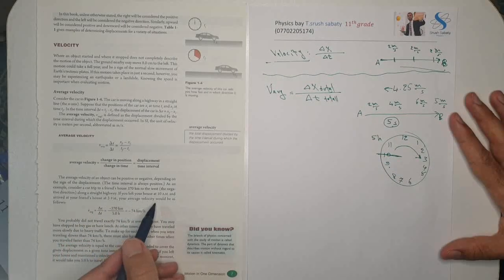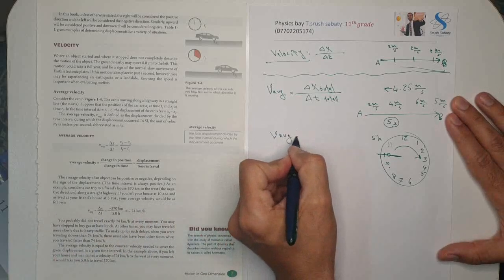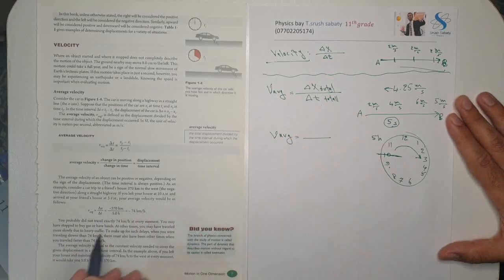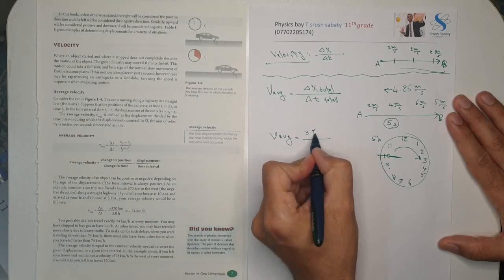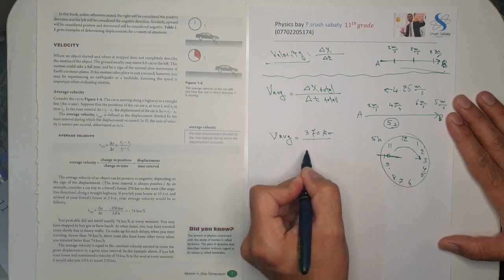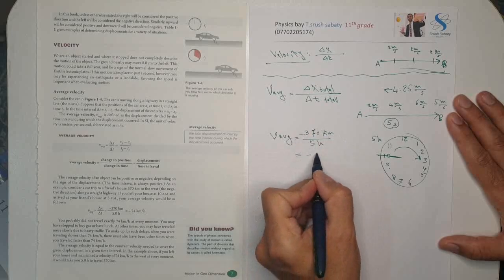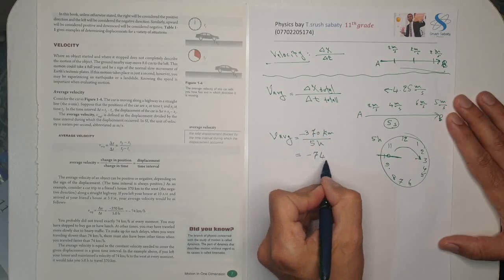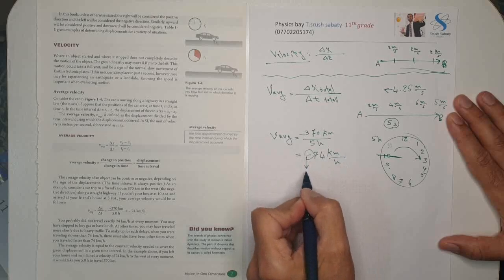Your average velocity will be as follows: v average equals delta x over delta t. Delta x is equal to minus 370 kilometers, divided by 5 hours, so it's equal to minus 74 kilometers per hour. This minus represents the negative sign, because toward east, north, right, and up are positive, like the direction of displacement.